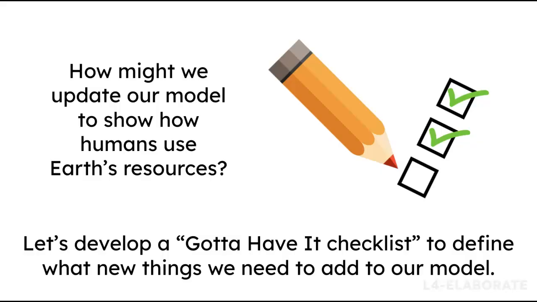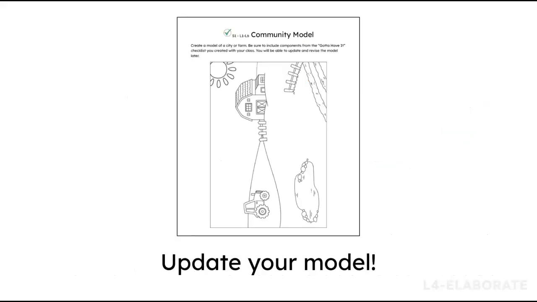For the Elaborate portion, you'll remind students of the model they've been working on. You'll ask students how they might update their models to show how humans use Earth's resources. You'll develop a Gotta Have It checklist with students to define what new things they need to add to their models. You'll have students update their model in the Community Model Student Journal page.